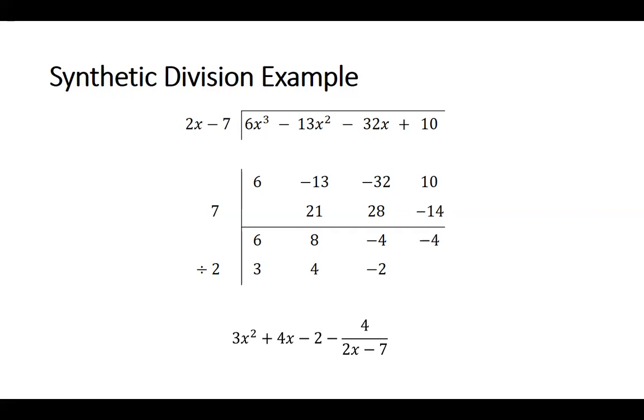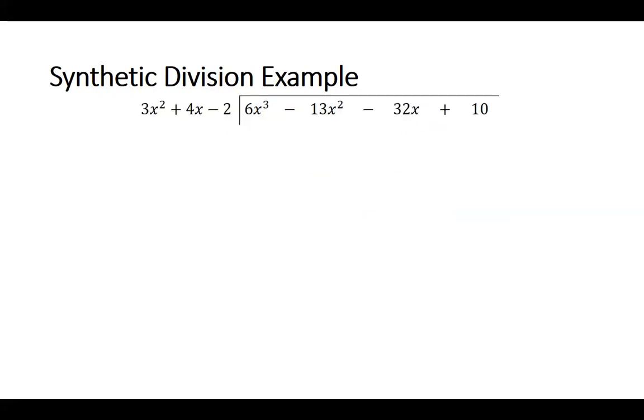Well, that may have been a little bit of a complicated process, and initially it just takes a little bit of time to get used to it. But let's look at another one, and this one's got more into it. 6x cubed minus 13x squared minus 32x plus 10 divided by 3x squared plus 4x minus 2.